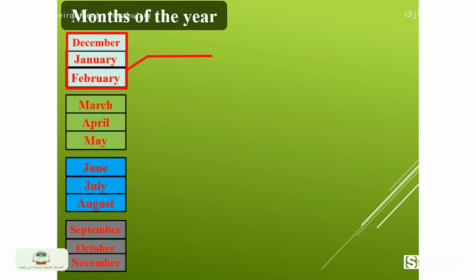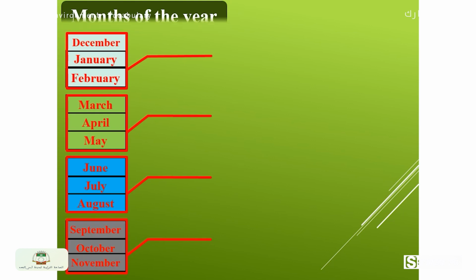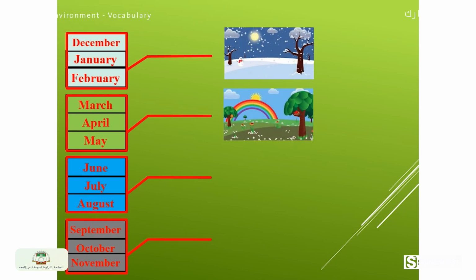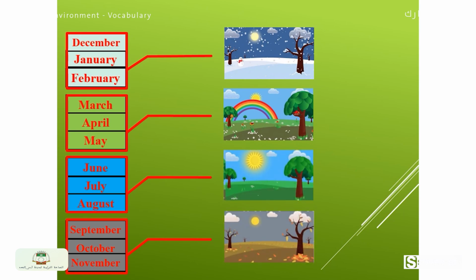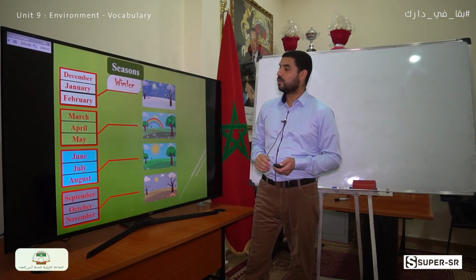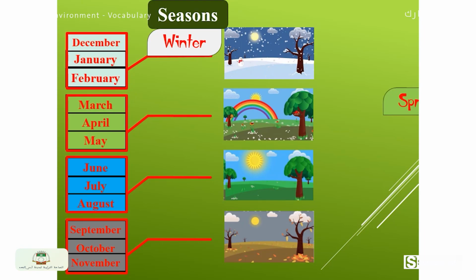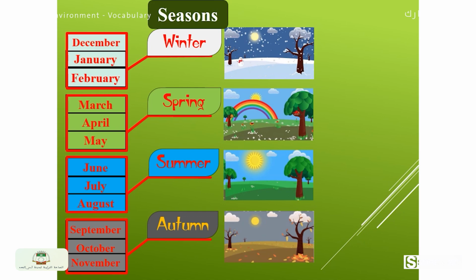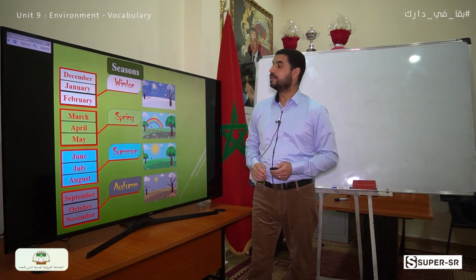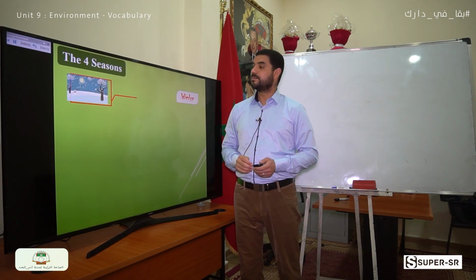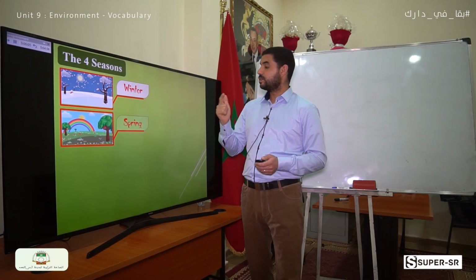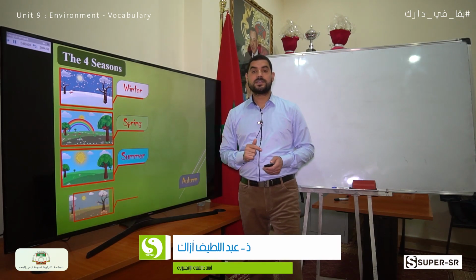Each group of months constitutes a season. So these are the seasons of the year, and each season has a name. For example, December, January, February is called winter. March, April, May is spring. June, July, August is called summer. And September, October, November is autumn. So we have 4 seasons. Let's recapitulate: winter, spring, summer, and autumn.